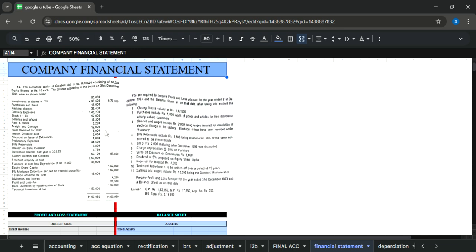One full side is the trial balance and one full side is adjustments. You can see there are 11 adjustments. Perhaps for the first time we have got 11 adjustments, and these adjustments are not conventional, they are a little bit different. Plenty of elements are present in it to learn.